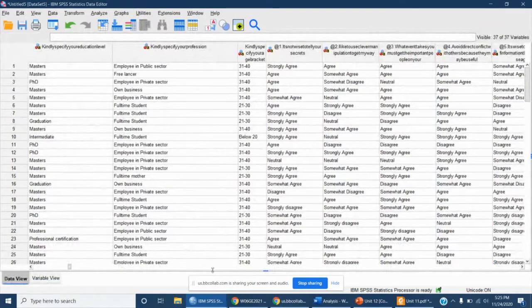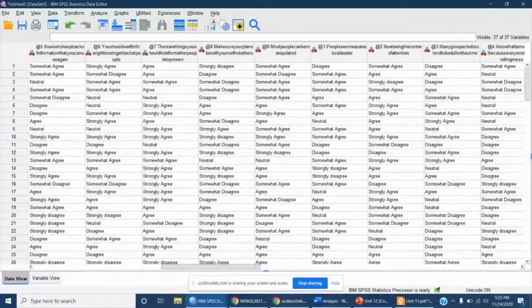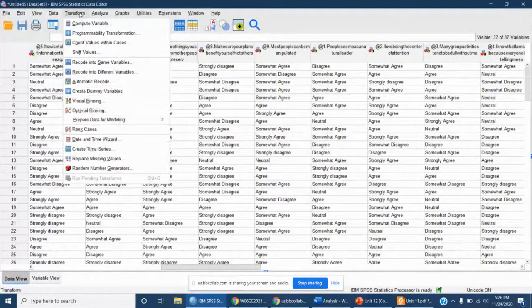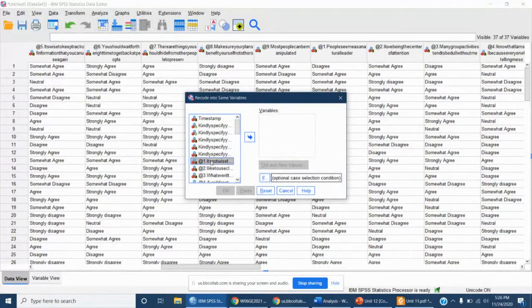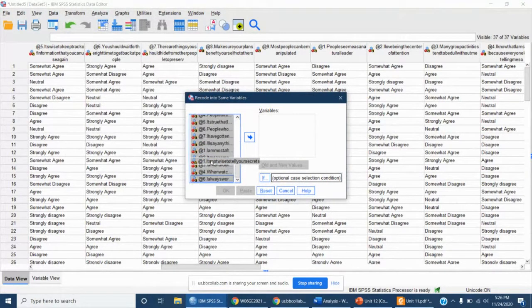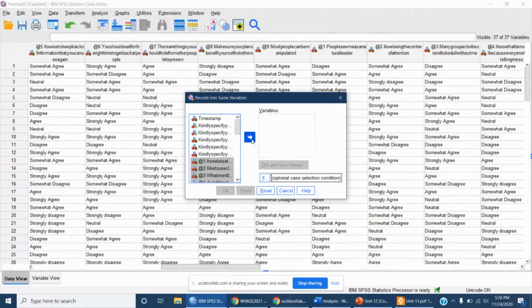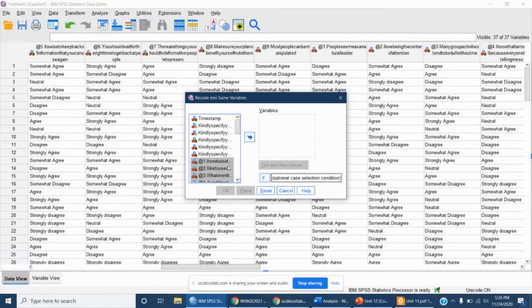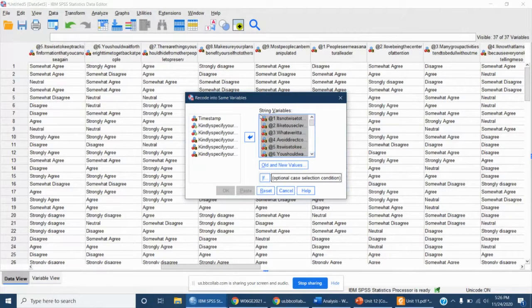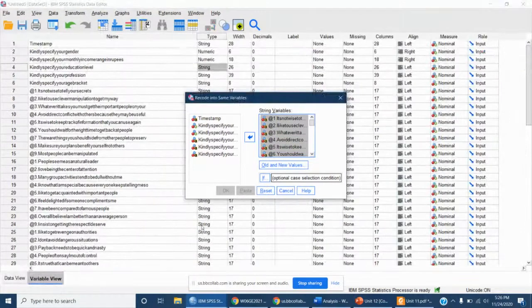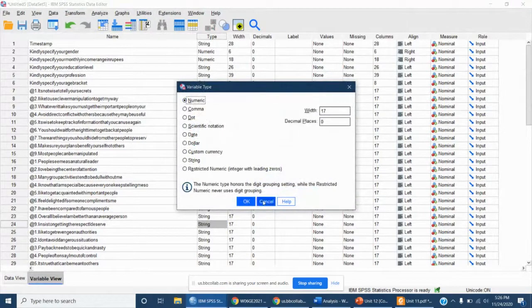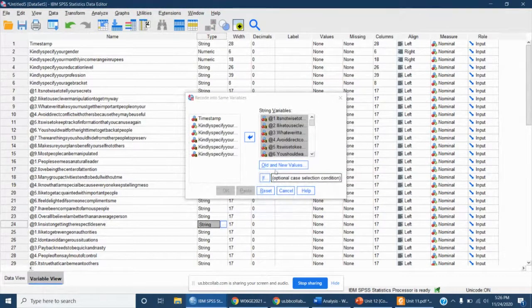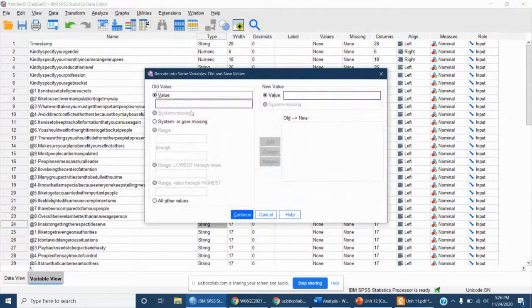So how to convert this particular data into numerical form? Very simple. You go to the transform button, choose recode into same variable, and choose all those questions which are being measured on strongly agree to disagree. Select them, shift them to the variable box. Basically, it is showing string variables because it is being measured in string form, but it should be measured in numeric form. So you need to make these changes. I'm not making these changes at the moment. So I will click on old and new values.